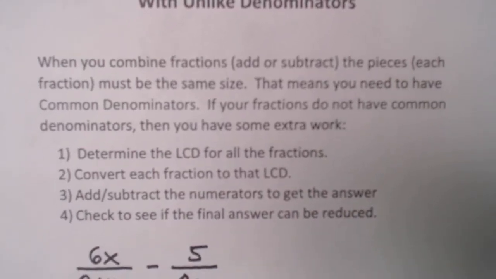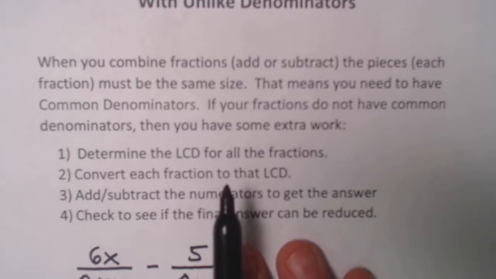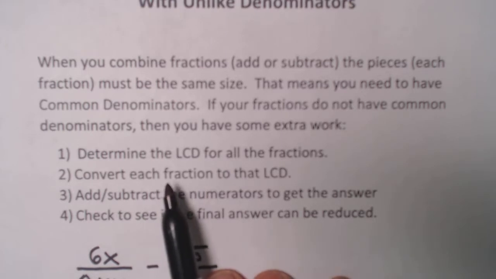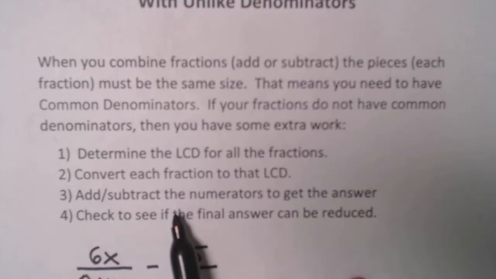Let's remind you of the steps that need to be done here. The first thing is you need to determine the LCD for all the fractions. Once you figure out what that LCD is, then you convert each fraction to that LCD. That means you have the same size pieces, and then you can go ahead and add or subtract the numerators to get your answer. Of course, we do have that standing rule that all fractions as final answers must be reduced. So the last thing is to check to see if you can reduce.